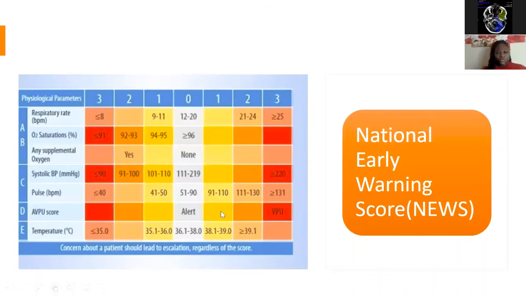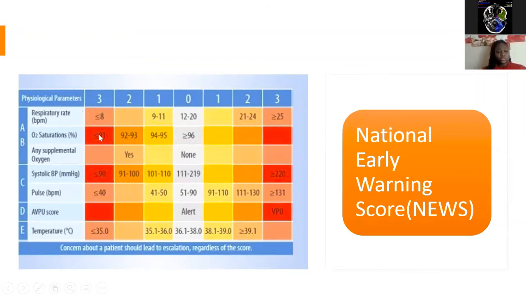And this is the NEWS score, which means National Early Warning Score. So these are the various parameters: you have the respiratory rate, oxygen saturation, any supplemental oxygen, systolic blood pressure, pulse rate, is the patient alert or any verbal response, and temperature. So you have all these scores here.